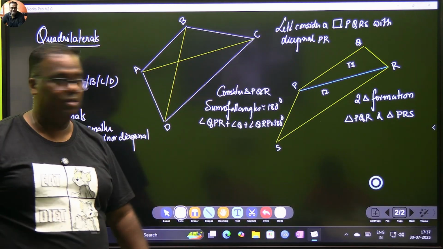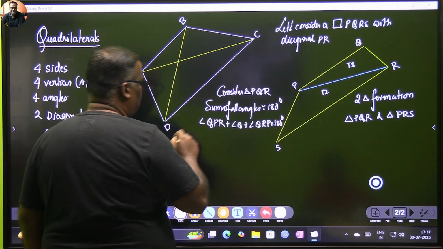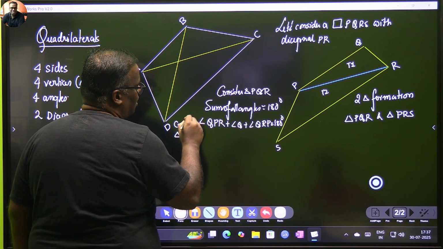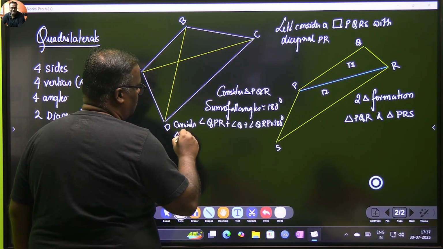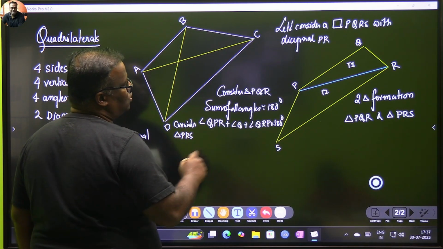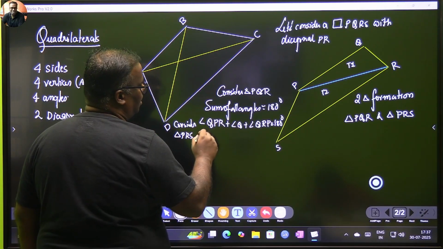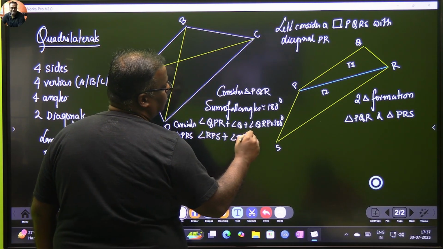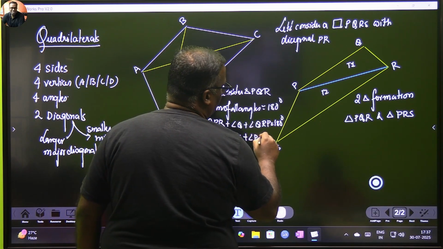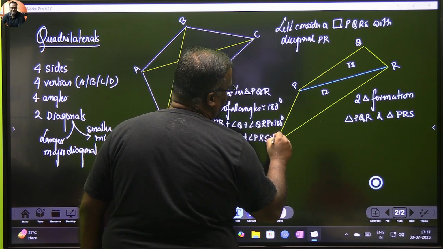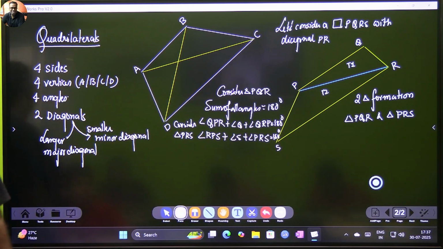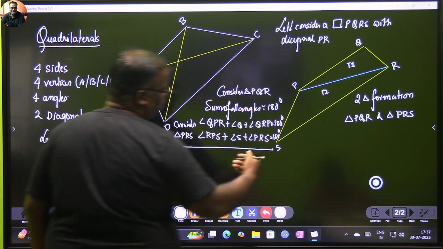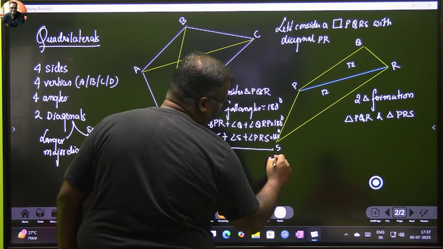Fine. Okay. And if you consider triangle, let's say we consider triangle PRS, then in case of triangle PRS, we have angle RPS plus angle S plus angle PRS should also be 180 degree. Do you agree or not? Both the triangles. Now what do we do? We add both these expressions. So if you add the right hand side, how much do you get?